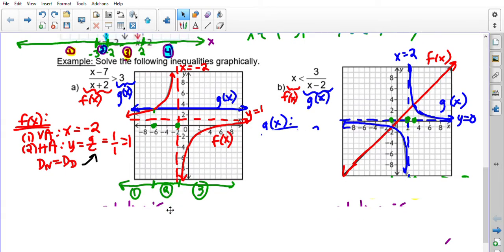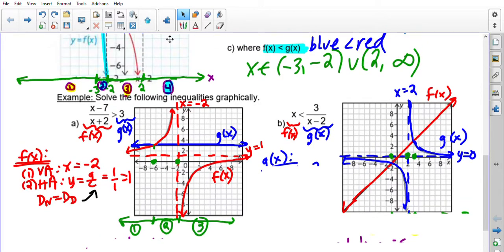So now we need to ask ourselves what the question was referring to. It's asking, when is f of x, the red graph, above the blue graph? So when is red above blue? Let's take a look here. In this interval, from negative infinity to about negative 6.5, definitely not here. Red is below. In this section, from negative 6.5 to negative 2, is the red graph above the blue? Yes, it is. Next section, from negative 2 to infinity, the red graph is below.